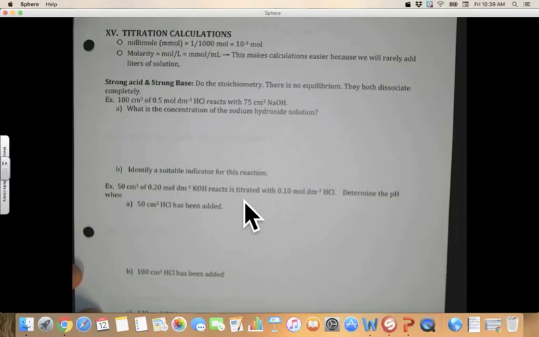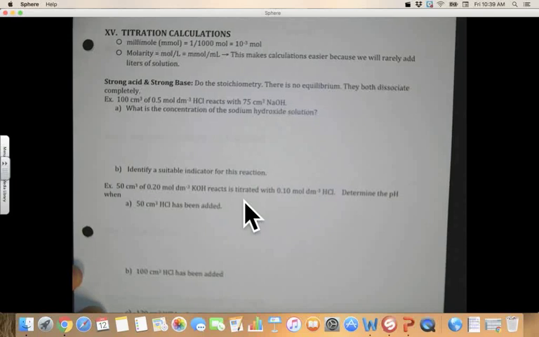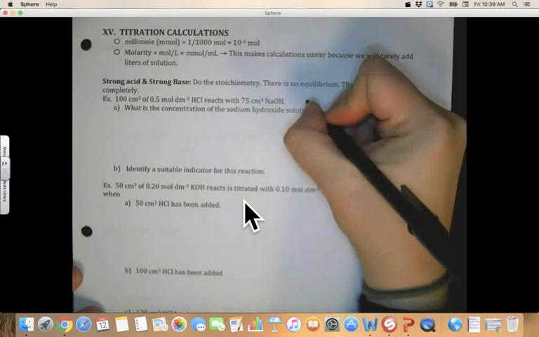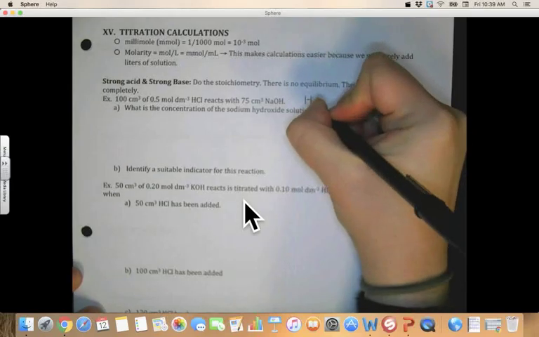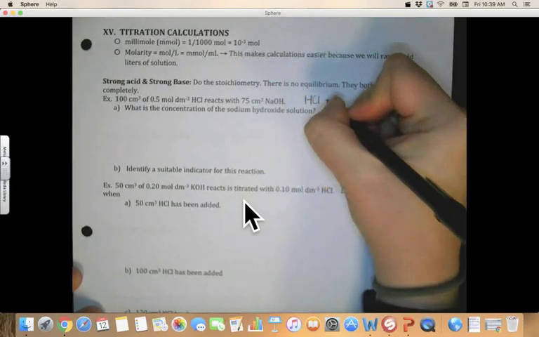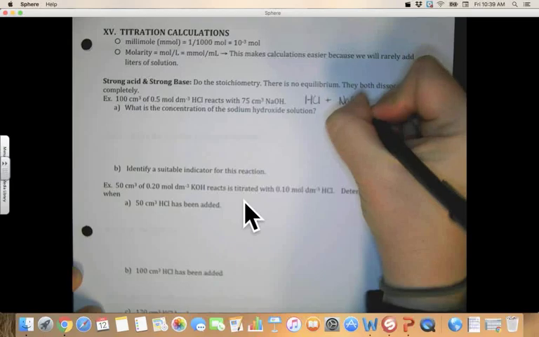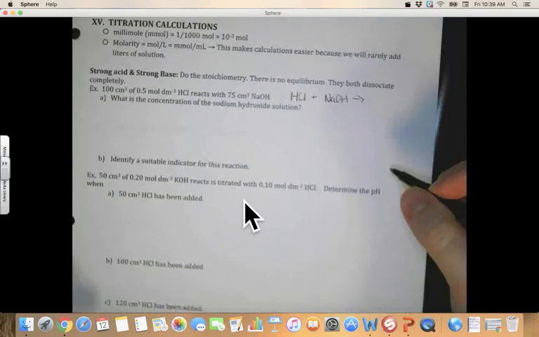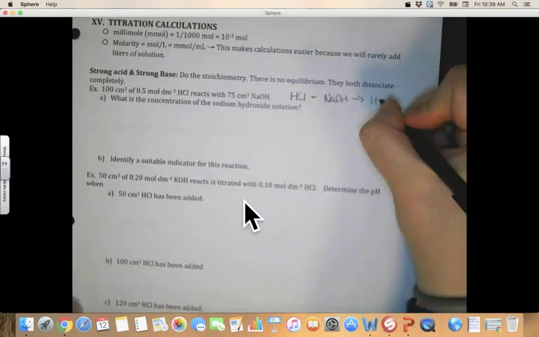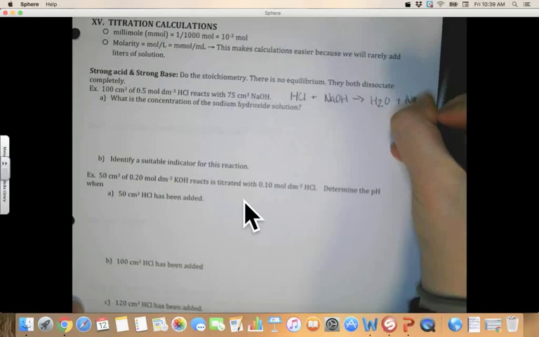100 cubic centimeters of 0.5 molar hydrochloric acid reacts with 75 cubic centimeters of sodium hydroxide. What is the concentration of the sodium hydroxide solution? Okay, so we need a balanced equation. Hydrochloric acid reacts with sodium hydroxide to form water and sodium chloride.